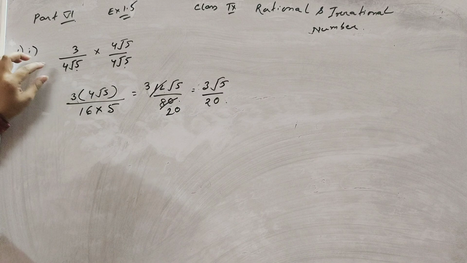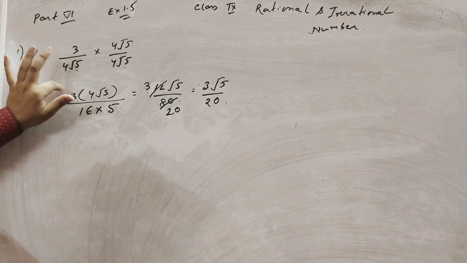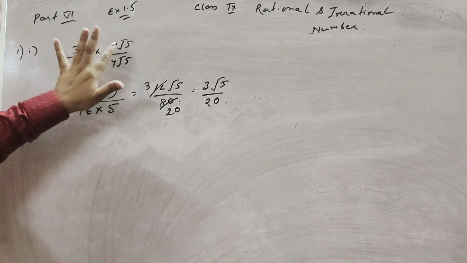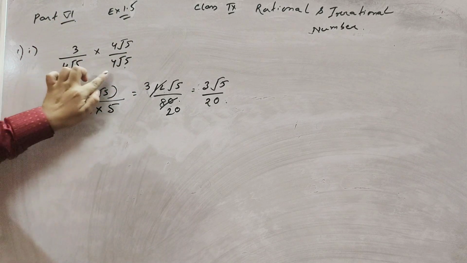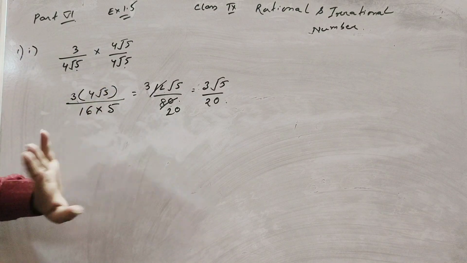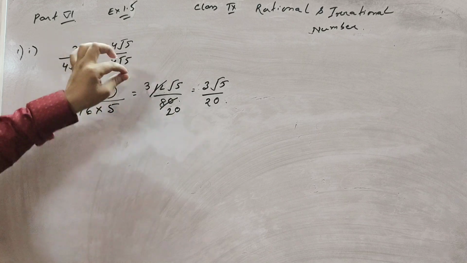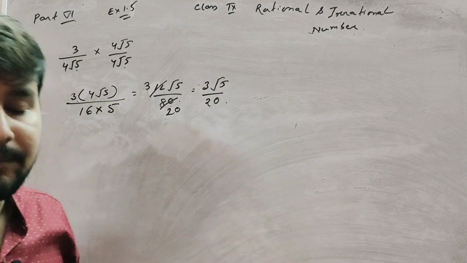Clear? Again I repeat, rationalize the denominator means what? Whatever is written in the denominator, you rationalize. That means you multiply up and down. So 3 4s are 12 root 5 and 4 4s are 16 root 5 5, 16 5s are 80. Done. You cut it down if you want. So 4 3s are 12 and 4 20s are 80. So 3 root 5 by 20. Okay.